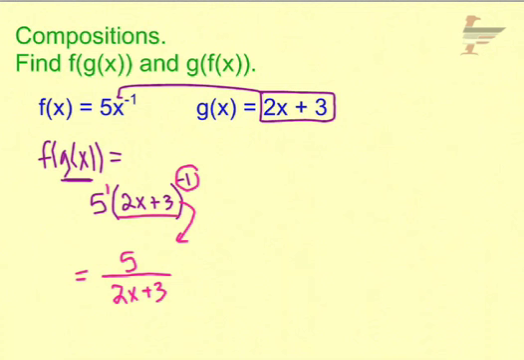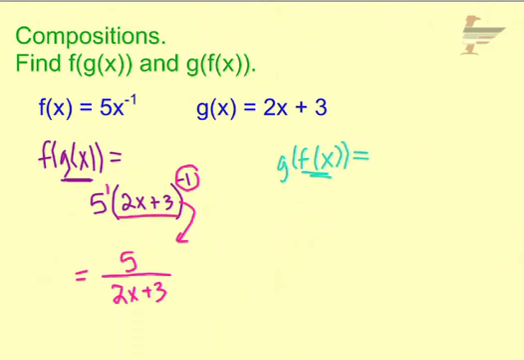Now the other composition has us doing g of f of x, so it's just in the other direction. And now what we notice is that the f function is inside, so we're going to take our f function and put it inside the g function. So our f function is 5x to the negative first power. Put it inside the x of the g function. So 2 times, instead of the x, we'll write the f function, 5x to the negative first, plus 3.